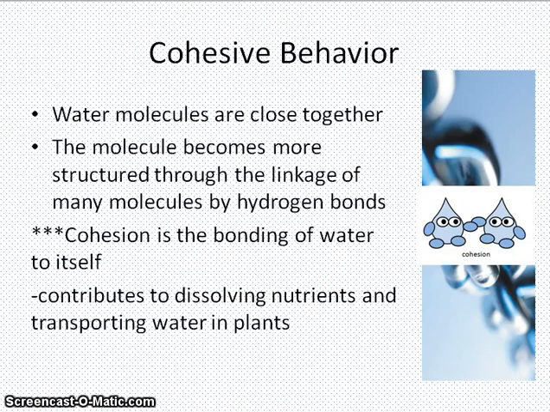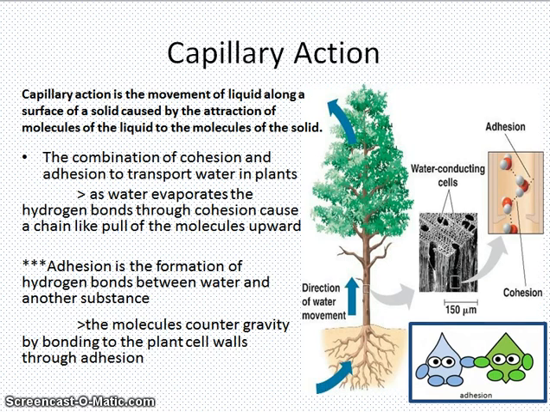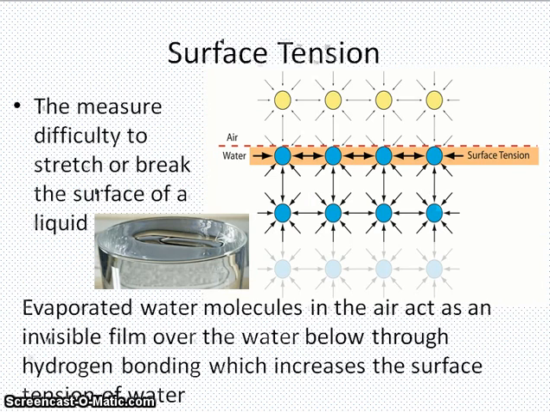Cohesion is when water bonds to itself. Adhesion is when water bonds to another substance. Capillary action is the movement of liquid across a solid. So the water is going to bond to both itself and to that solid, and that's going to help it move along. And surface tension is the difficulty to stretch or break the surface of a liquid. And water, remember, water has a really high surface tension.